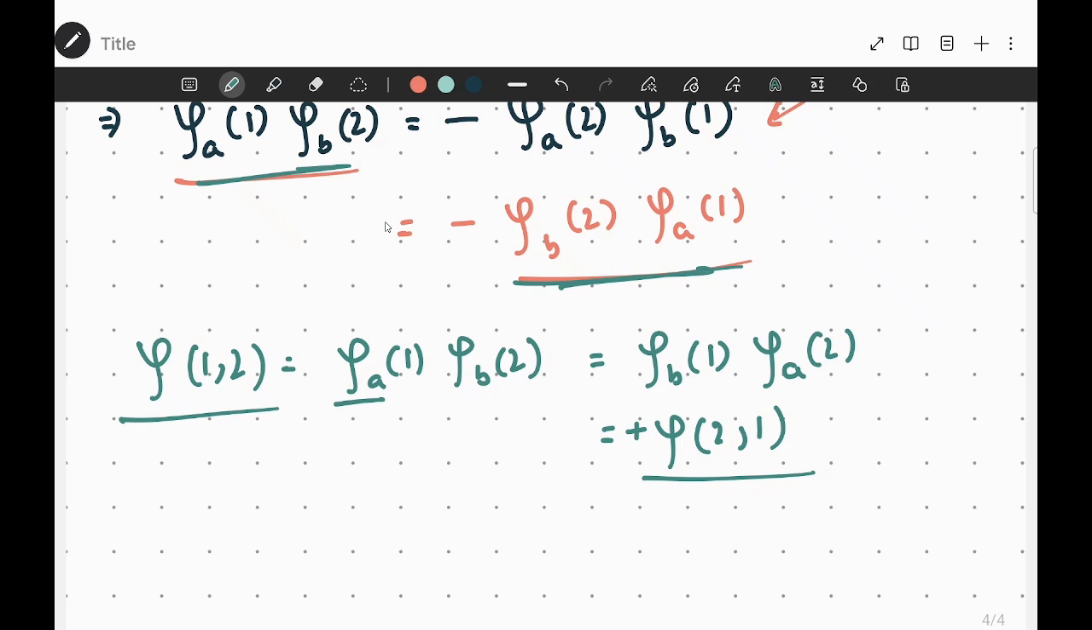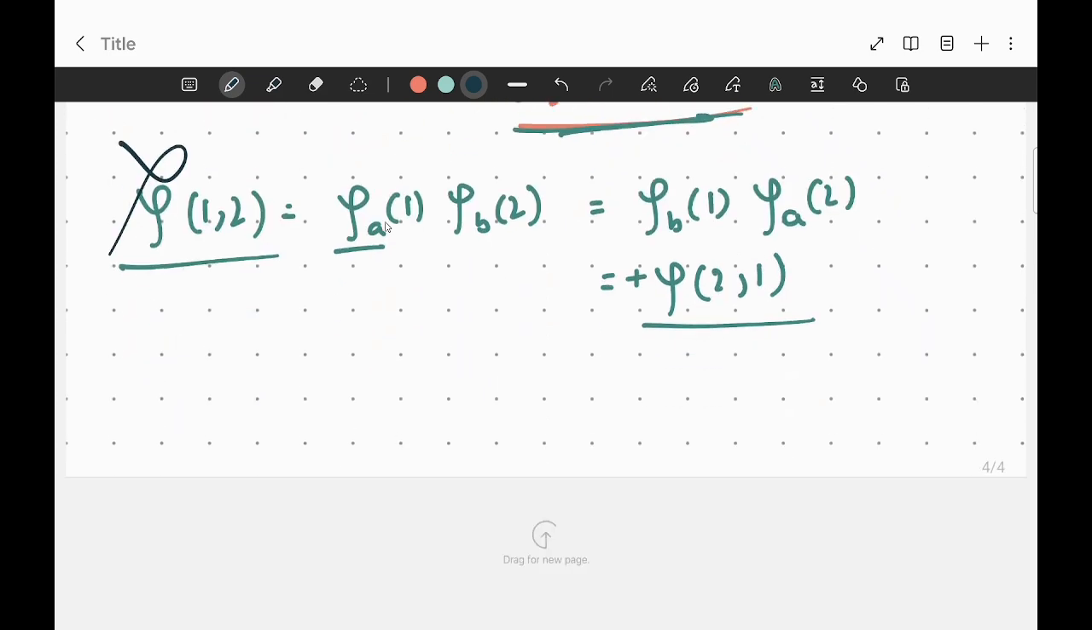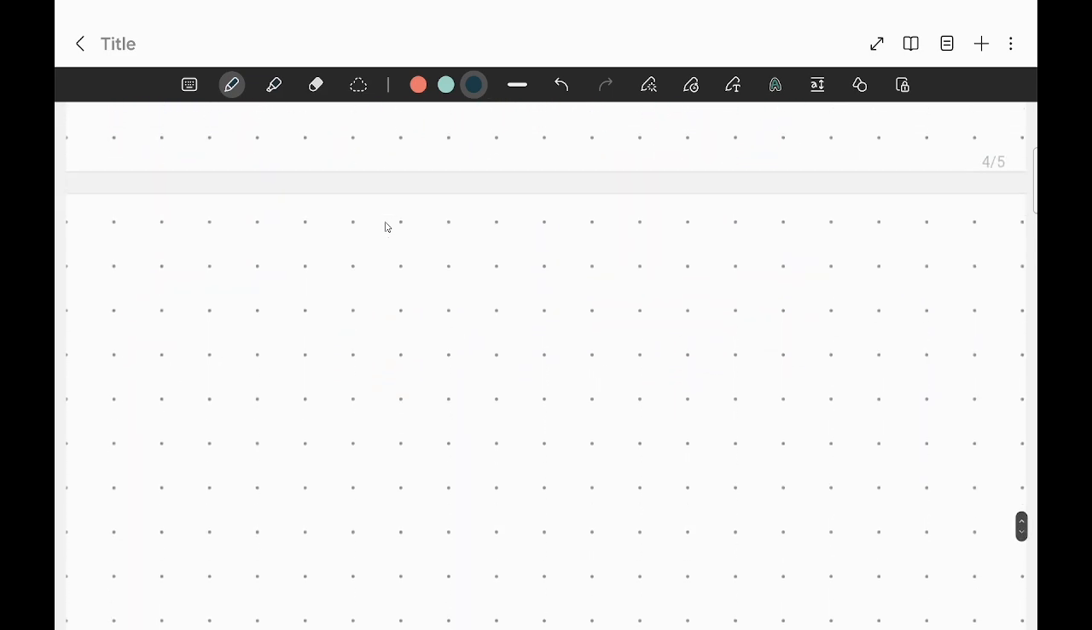So this establishes the boson relation, not the fermion one. That essentially means that this is not a valid wave function for fermions. It can represent a boson, but it is not an acceptable wave function for fermions because it's symmetric. It's not antisymmetric. So what's the correct form? I will discuss what the correct form should be.